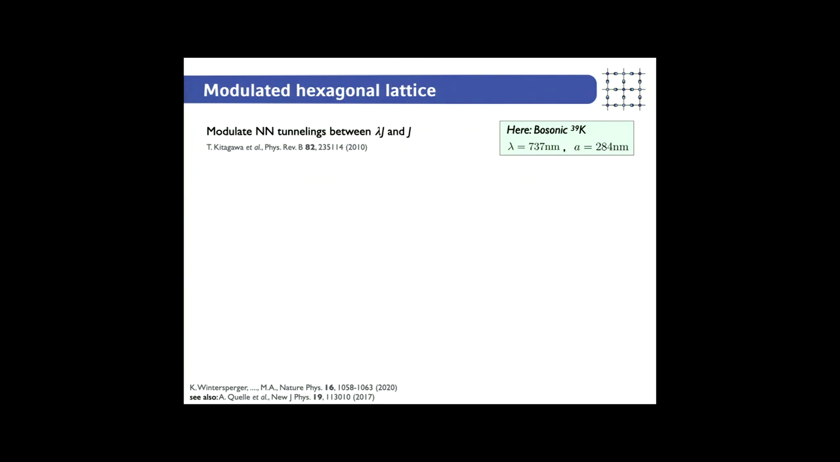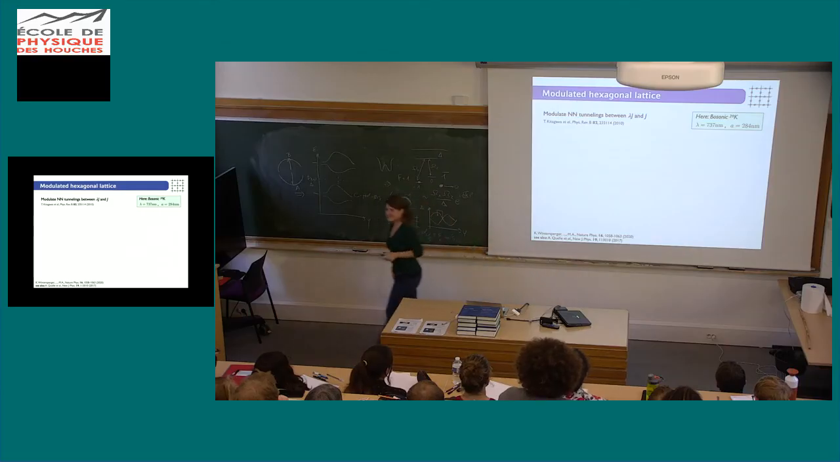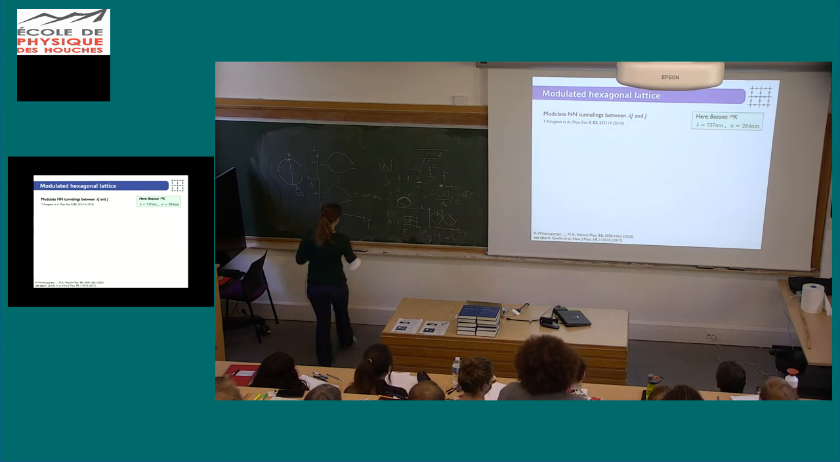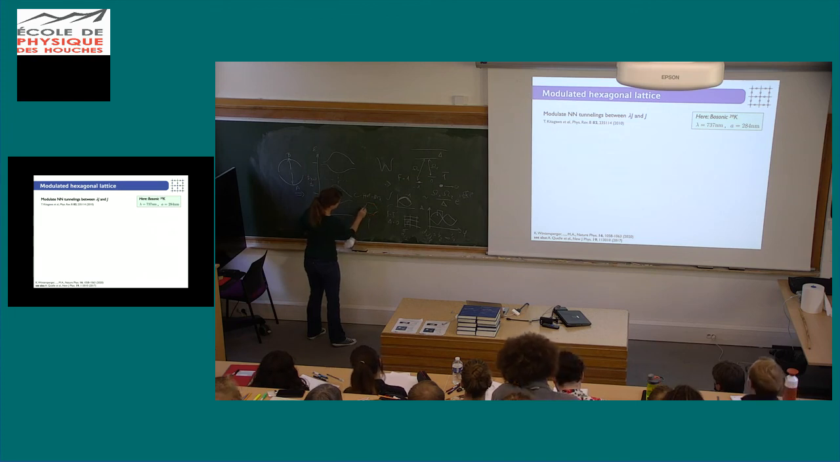Or maybe I'm just too stupid. What we do is implement a hexagonal lattice that we modulate, similar to the stepwise modulated square lattice. That means we modulate these 3 different tunnel couplings. So we have T1, T2, and T3, and we can vary their relative strength.